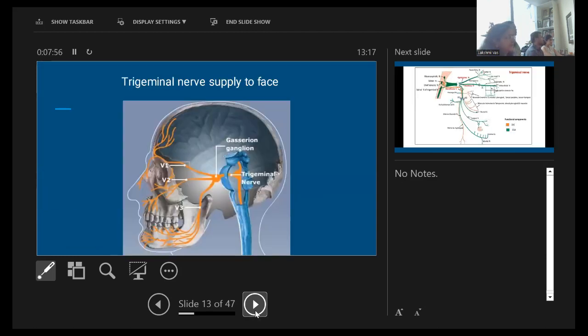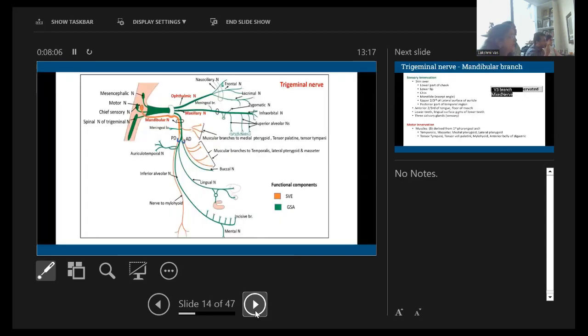The trigeminal nerve supply is again divided into V1, V2, and V3 branches, that is the ophthalmic, maxillary, and mandibular. So this is the basic diagram of the trigeminal nerve.